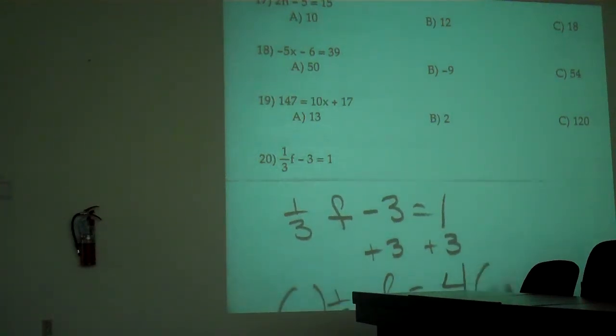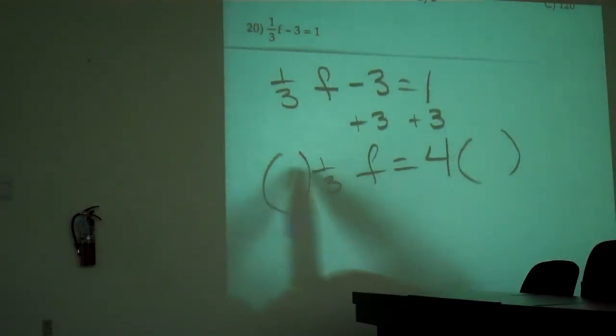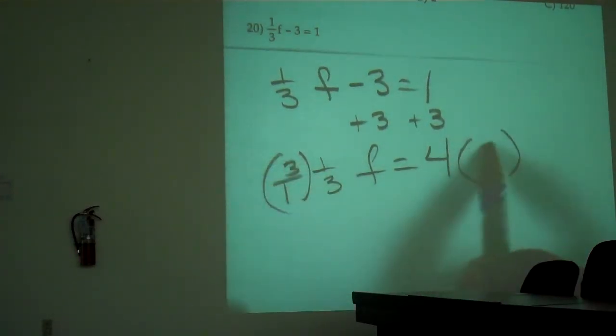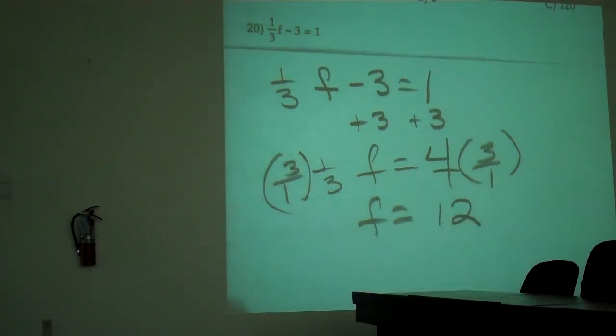What can you do now? Multiply by the reciprocal. Times 3 over 1, right? So this is just f equals 4 over 1 times 3 over 1. It's just 12, right? 12 over 1 is just 12.